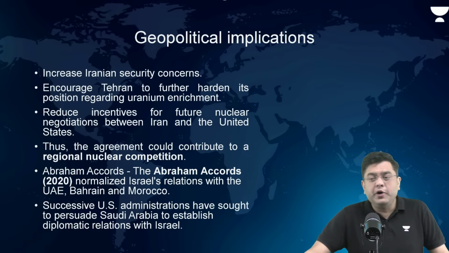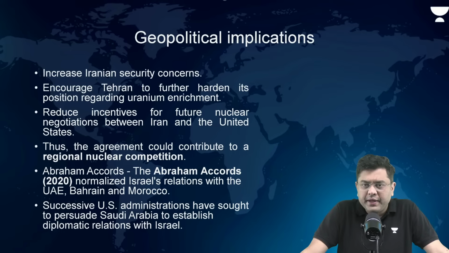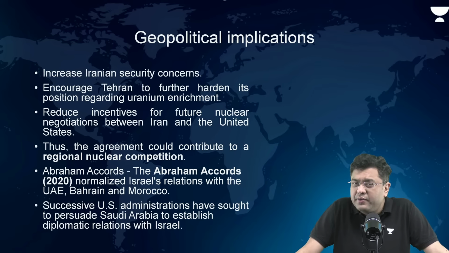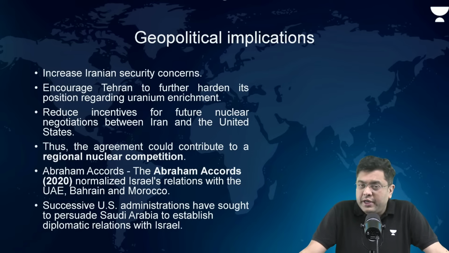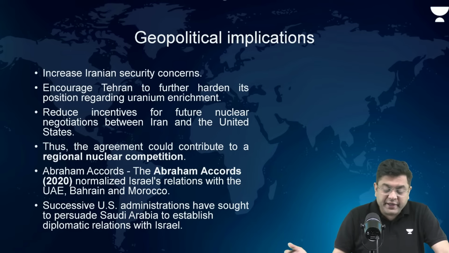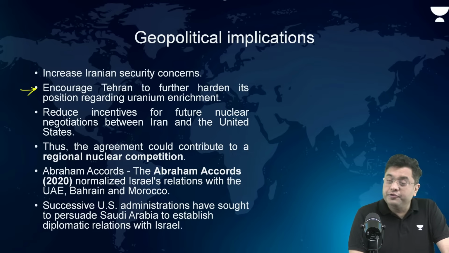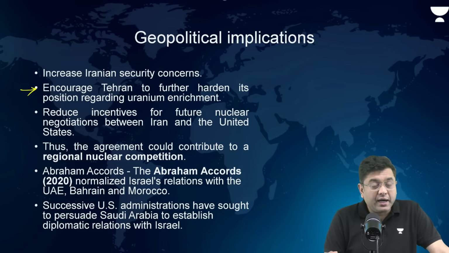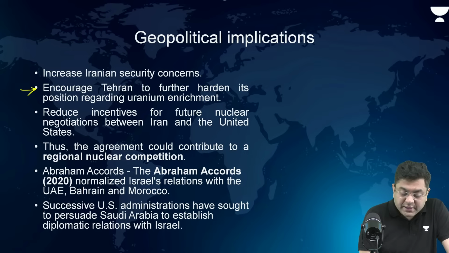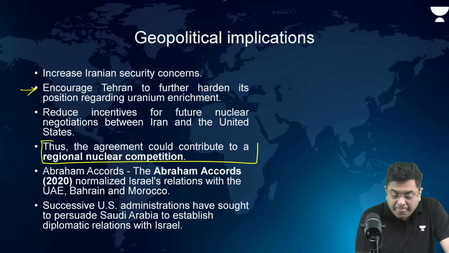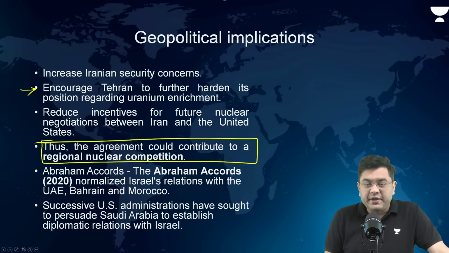Now, what are the geopolitical implications of this move? Iran will have its own security concerns when it sees that nuclear technology is being transferred in the neighboring region. It will harden its stance when it comes to the negotiations with the US. Maybe it is one of the negotiating tactics that the US is using. It would encourage Tehran to further harden its position regarding nuclear and uranium enrichment. It would lead to a regional nuclear competition.